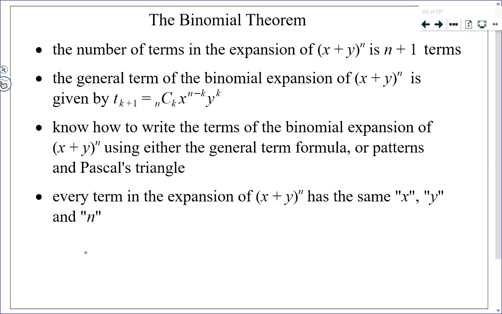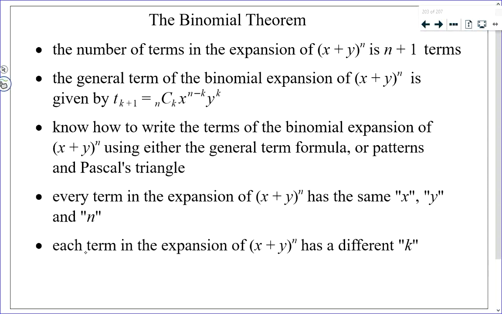Every term in the expansion has the same x, the same y, and the same n. Their k's are different. If you want to find the first term, you have to use k equals 0. If you want to find the second, you have to use k equals 1. So the key number, the k value for each term, is 1 less than the term number.